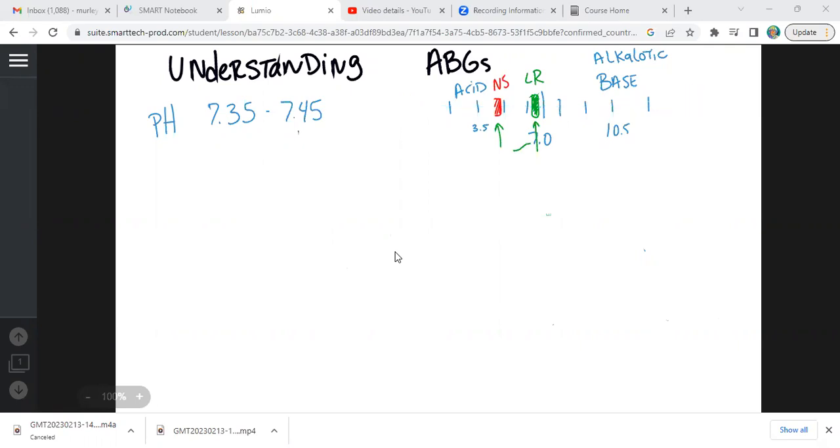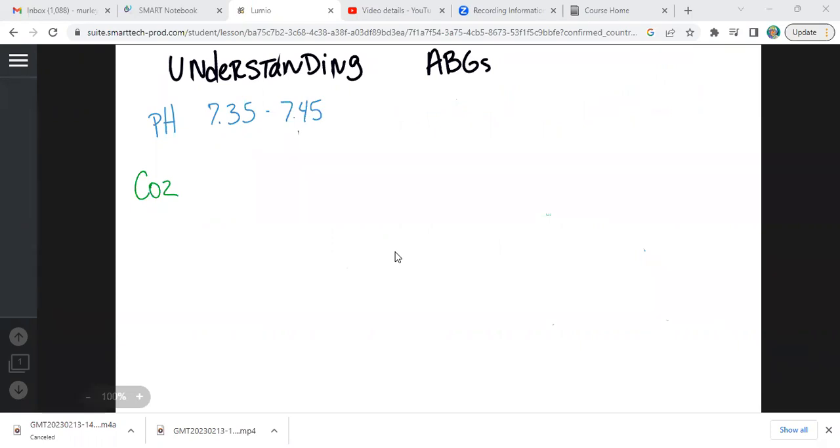Okay, so our normal pH is 7.35 to 7.45. Does anyone know what your normal CO2 level is? 35 to 45. Bam! And an easy way to remember, firefighter, is 35 to 45. Well, remember how I told you that this scale is stupid and backwards? We're going to write those numbers backwards. So it's going to be 45 to 35.